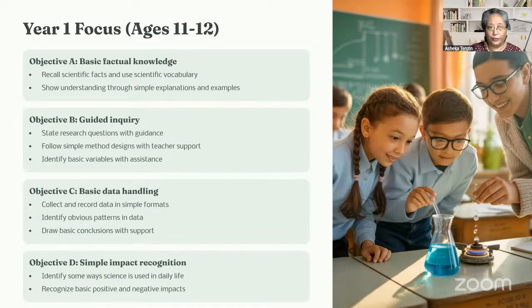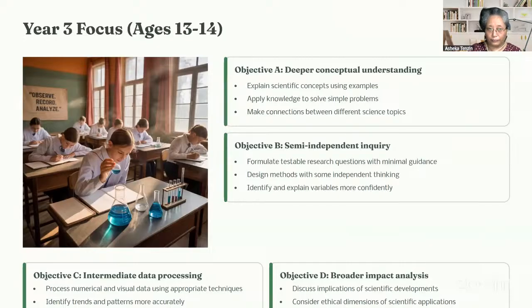Now in the guide which you see, after year 1, they have given year 3, okay, grade 8. In that, you're looking at, in criterion A, deeper conceptual understanding. Here, students will explain scientific concepts, and they will apply knowledge to solve simple problems, and they will make connections between the different science topics. Here in objective B, they will try to become independent inquirers. They will formulate research questions with minimum guidance, but still here students may need some guidance. Okay, so depending upon the level of independence they are in.